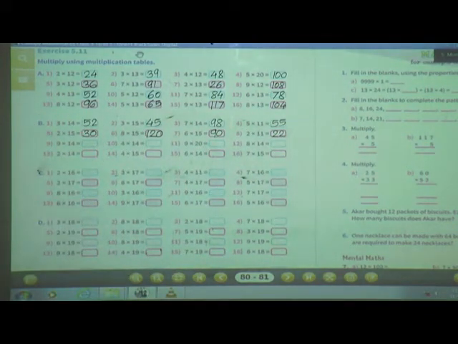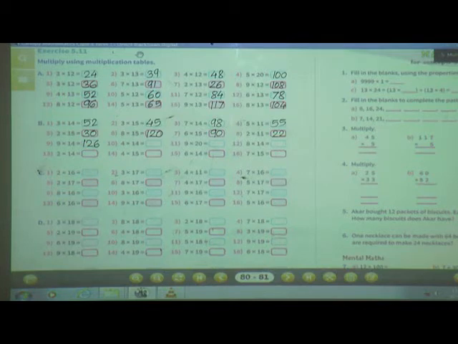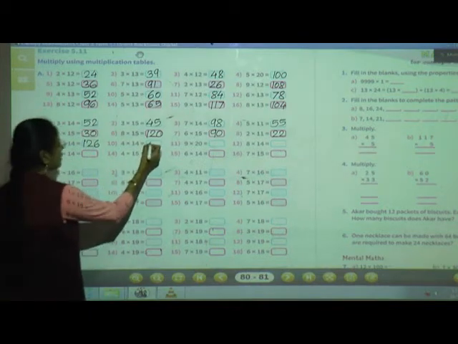Next, 9 into 14. Say the table of 14. 14 nines are 126. Correct. 126. Then 4 into 14. 14 fours are 56. So write here 56.